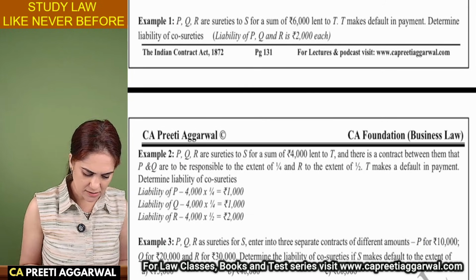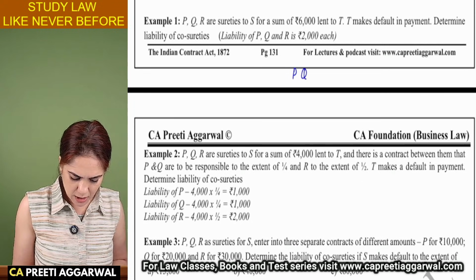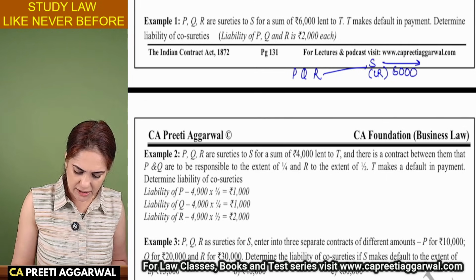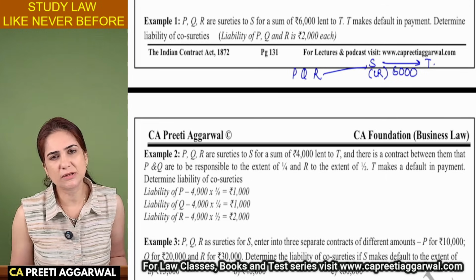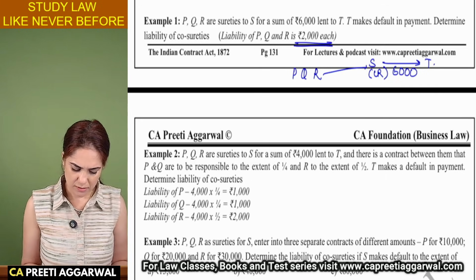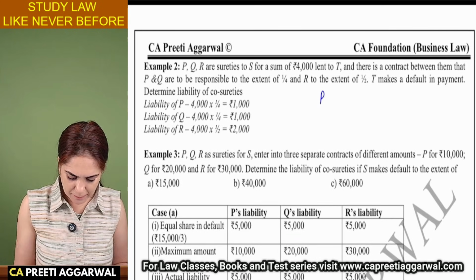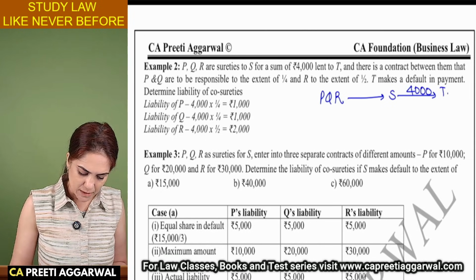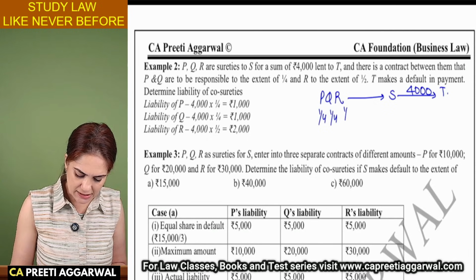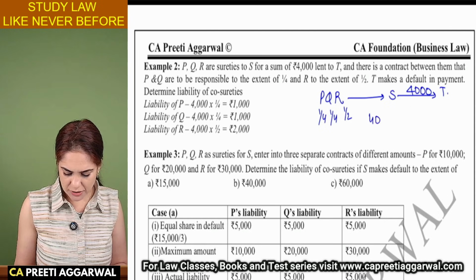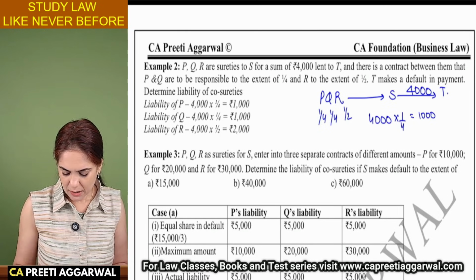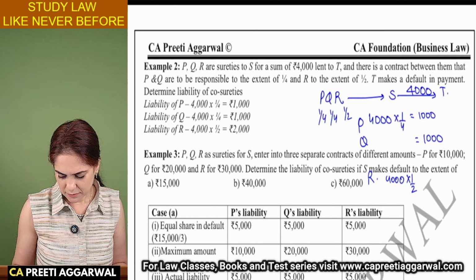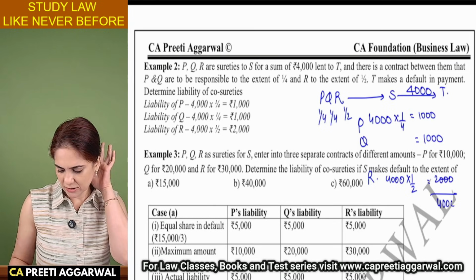PQR are sureties to S, the creditor, for 6,000 lent to T. So they are all equally liable because nothing is mentioned. So they are all liable for 2,000. But what if they have mentioned that PQR are sureties to S for 4,000 lent to T, in the ratio where P and Q are liable for 1/4 and R is liable for 1/2. So out of 4,000, P's liability is 1/4, Q's liability is also 1/4, R is 1/2. Okay, so this is how they will bear the liability.